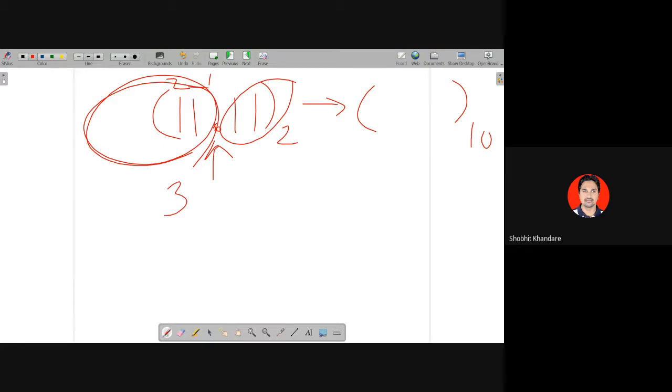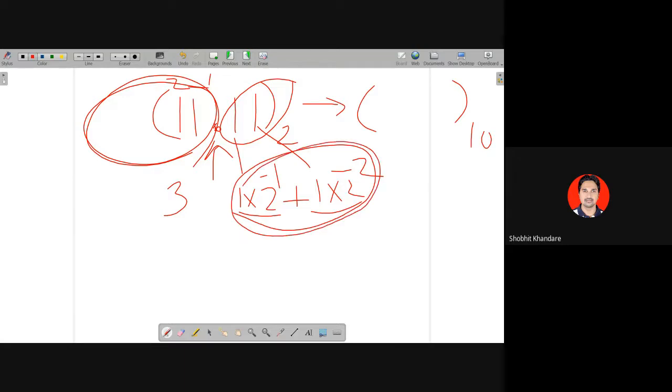What about the fractional part? Fractional part is also simple. What is that? It is 1 into 2 to the power of -1 plus 1 into 2 to the power of -2. Any one of you please do this calculation. Tell me the answer. 3.75? Yes. So the answer of this calculation is 0.75.